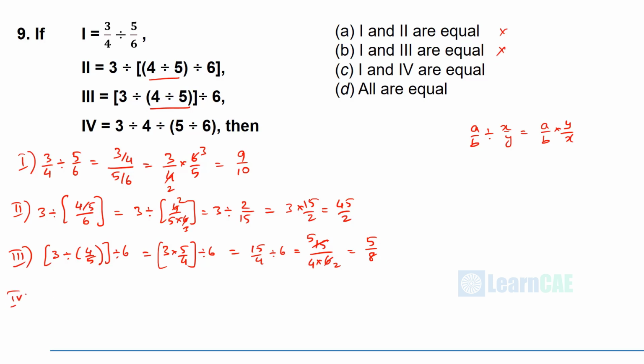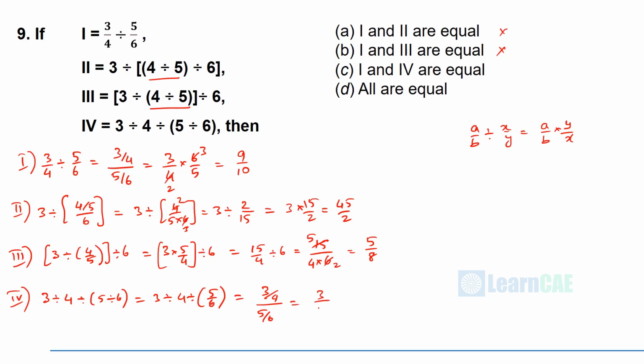Next, last one. 3 divided by 4 divided by 5 divided by 6. This can be written as 3 divided by 4 divided by 5 by 6. It means 3 is divided by 4 at first and then 5 by 6 next.